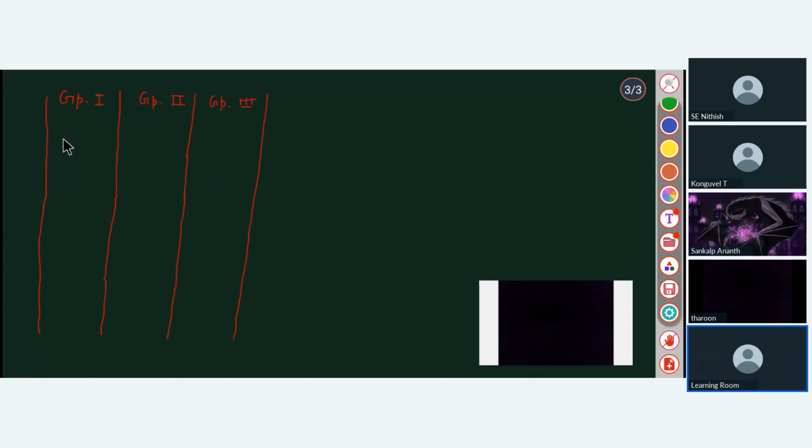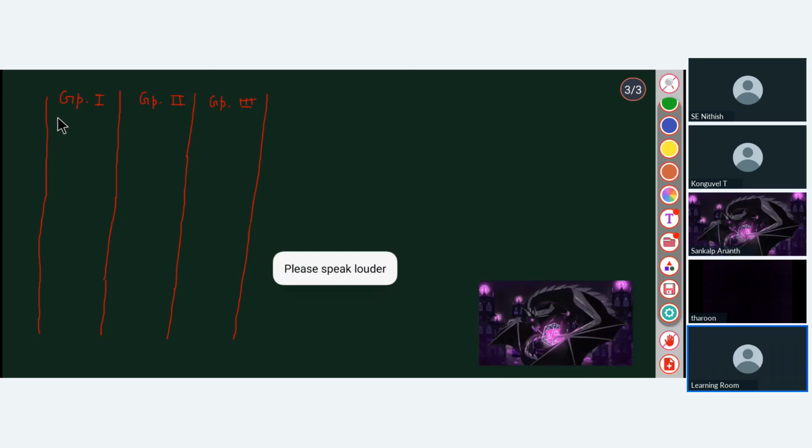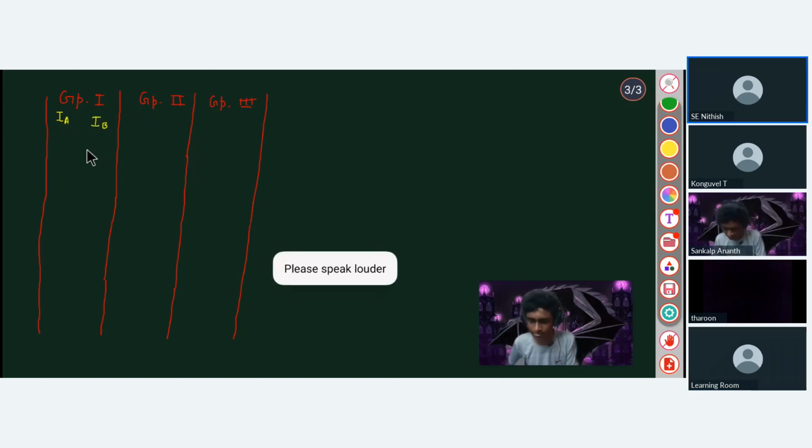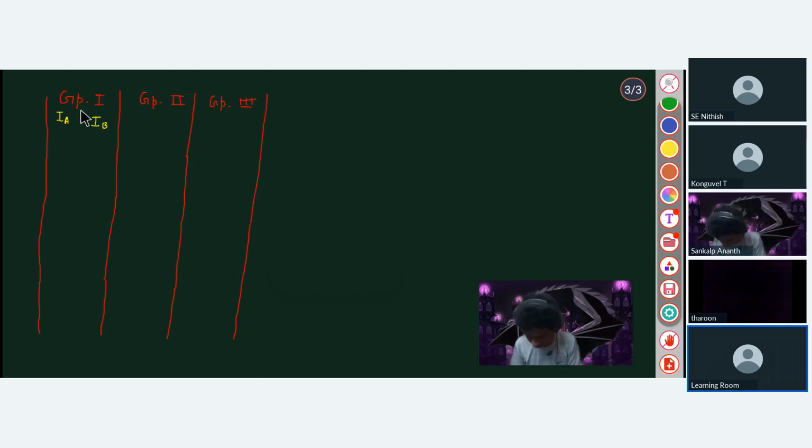Each group has been divided into subgroups, right? Yes, sir. So in the first group, the subgroups will be named first A and then first B. Got it? One group is divided into two subgroups. They will not be called groups; they will now be the subgroups.